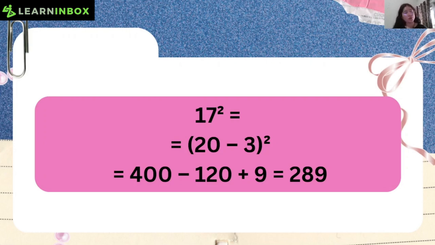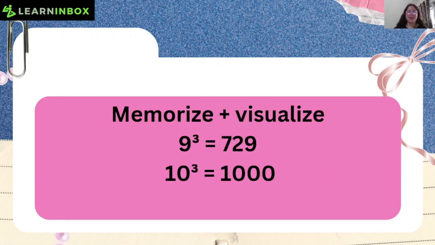This method is for students who have trouble remembering or memorizing all the tables, exponents, or percentages. So we have different methods for different children with different learning abilities. Now this trick is that you have to memorize plus visualize. For example, if you want to learn the cube of 9, you have to visualize 729 and try to memorize it by visualizing the numbers. And 10 to the power 3 is 1000. This is a trick where you memorize plus visualize.